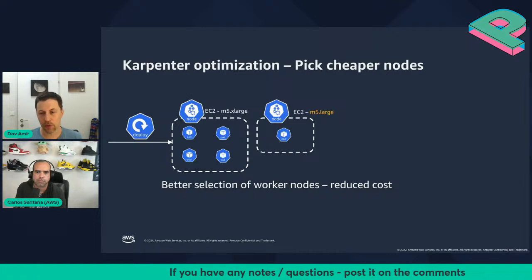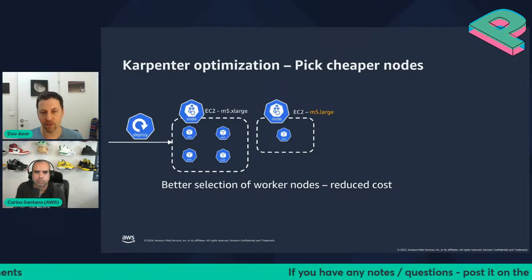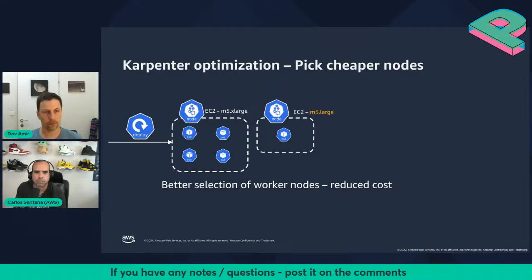Karpenter will also respect pod disruption budgets, which are a feature of Kubernetes that will make sure that you have a number of pods always available, a minimum number of pods in the deployment always available.